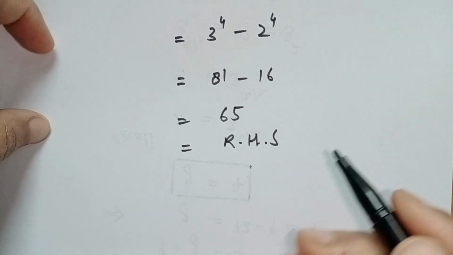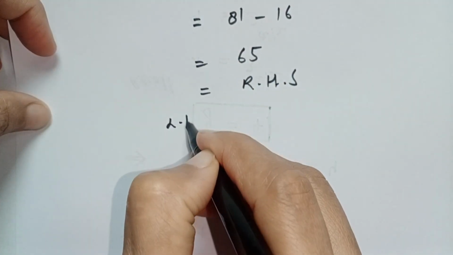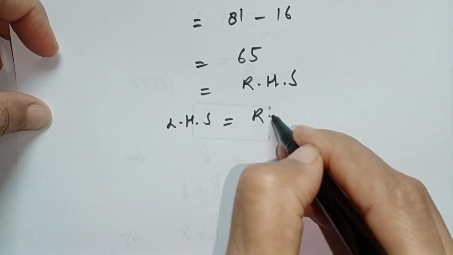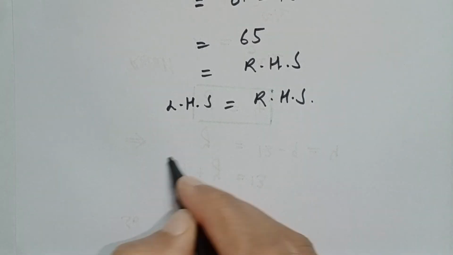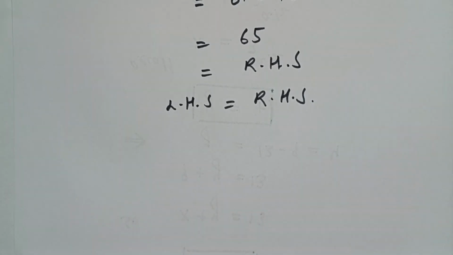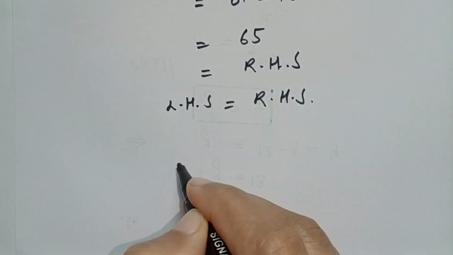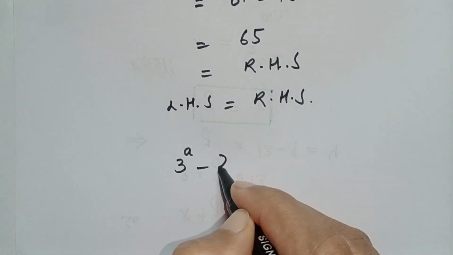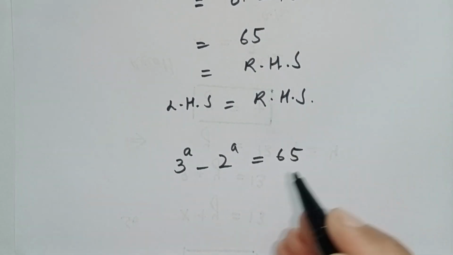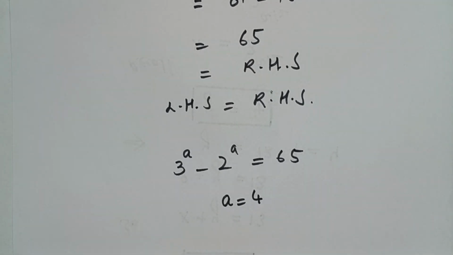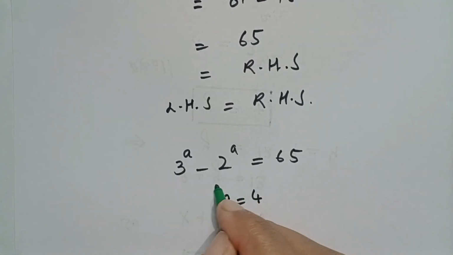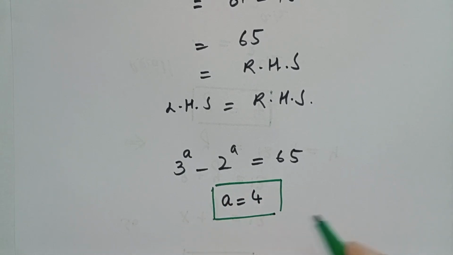So the left hand side is equal to the right hand side. So the given equation is proved, both the values are the same. So we can say that if the equation 3 to the power a minus 2 to the power a is equal to 65 is given, then a is equal to 4, which is the value of a. So it was all about this question. So it is the answer.